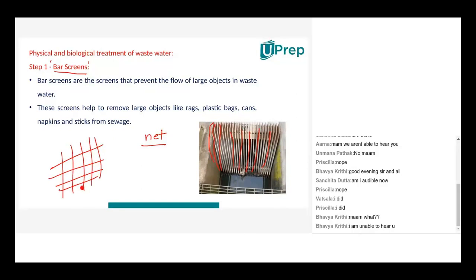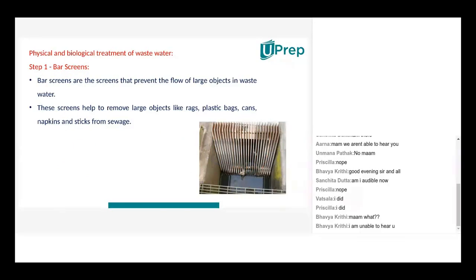All the liquid substances will go through here, and the bigger particles like bottles, sticks, balls, or whatever, certain big particles will be obstructed here, right? So only the fluid portion will pass by. Here if you see, only the liquid part has come out, and behind the bars, only the bigger substances have got stuck. So that will be physically removed, correct? Okay, so what is the second process?